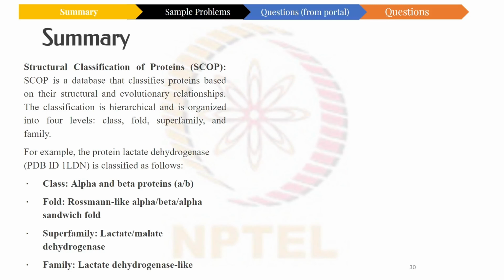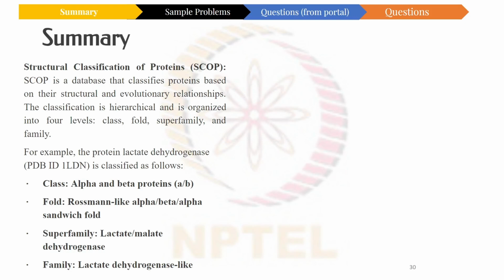So the classification is hierarchical and is organized into four levels, that is class, fold, superfamily and family. So here, class. Proteins are initially classified into one of the seven broad classes based on their overall shape and architecture. Within each class, proteins are further classified into folds based on their secondary structure content and arrangement. Folds are grouped into superfamilies based on their structural and functional similarity. And finally, each superfamily is further subdivided into families based on their sequence and functional similarity.